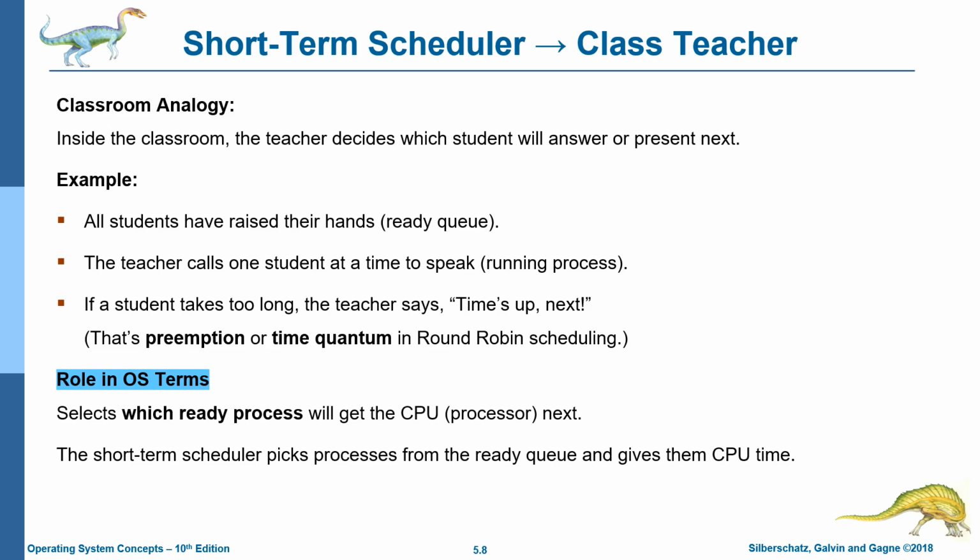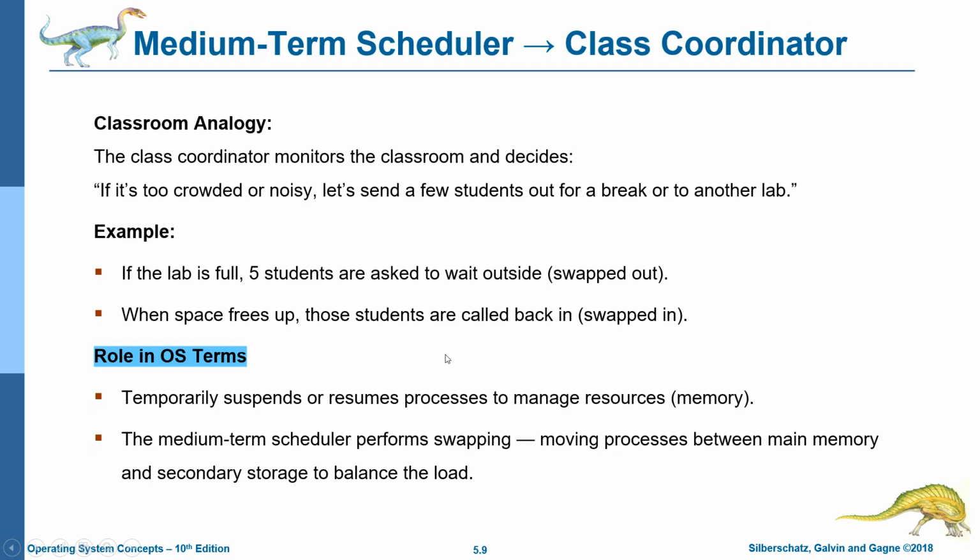So that means the preemption of the task is done. For example, if we have a process and the time slice of the process is 4 or 5 milliseconds, and the process does not complete during the 5 milliseconds, it will be preempted forcefully by the operating system, and the CPU will be allocated to another process. So the role in terms of the operating system is that it selects which ready process will get the CPU or the processor. So the short term scheduler picks processes from the ready queue and gives them CPU time.